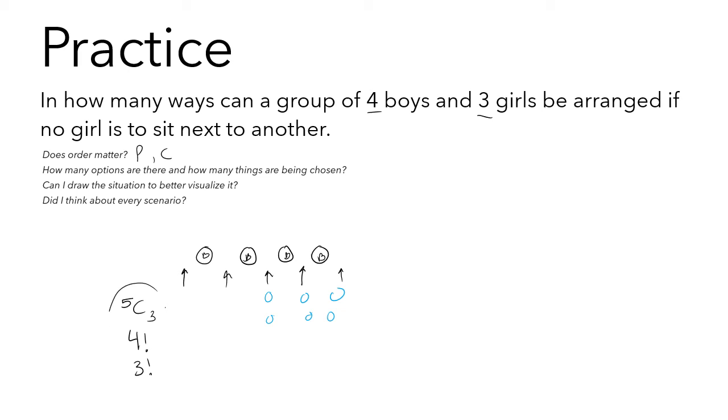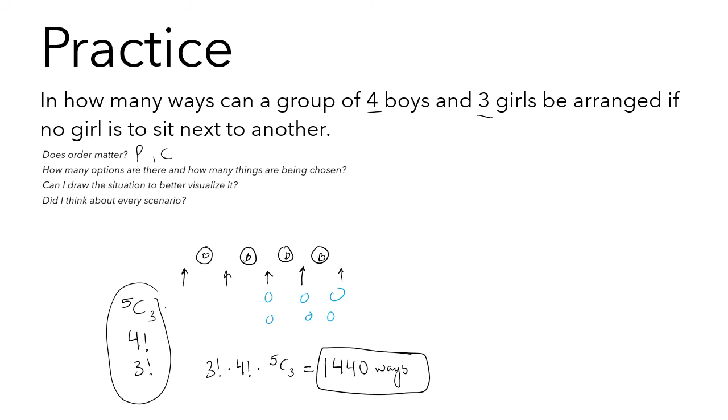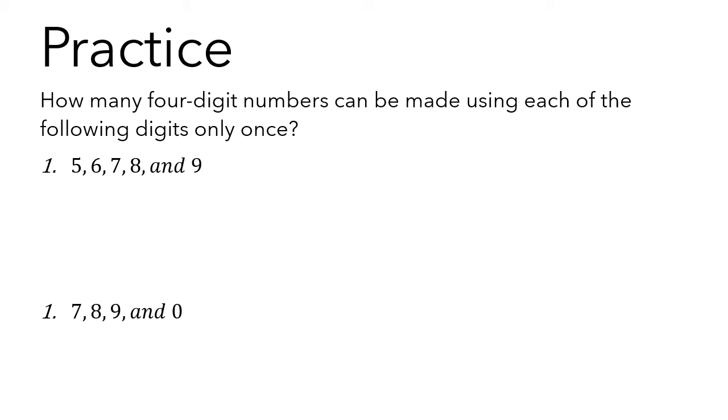Now I'm actually going to multiply all 3 of these things together. 3 factorial times 4 factorial times 5 choose 3. And that's going to give me 1,440 ways. So you really had to think critically about that one. Okay, let's try another one that's a little bit easier.